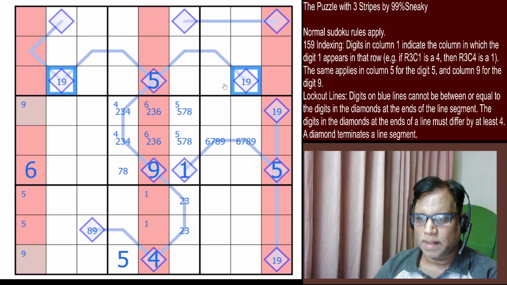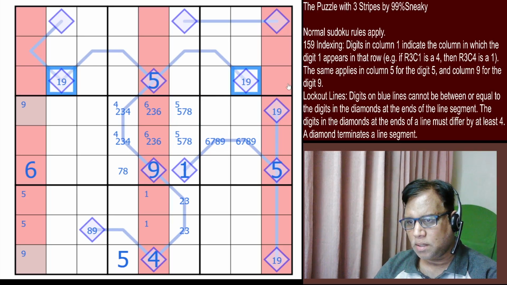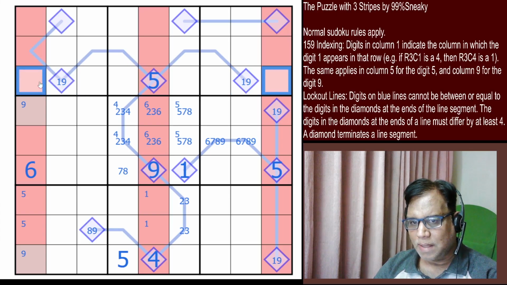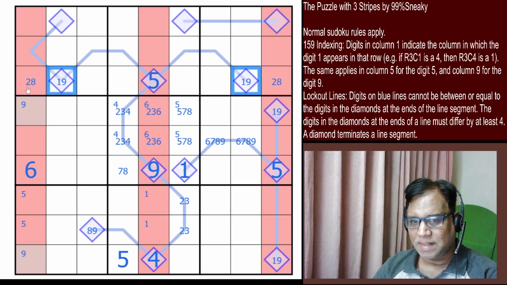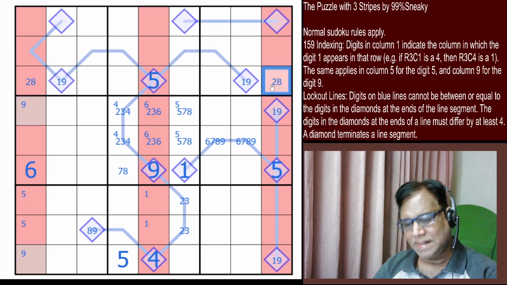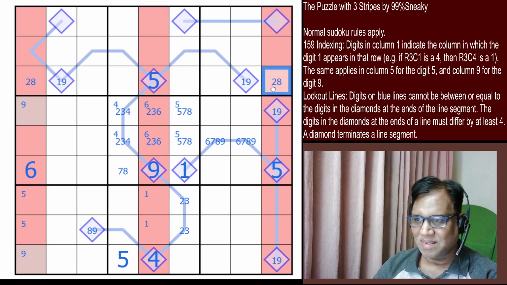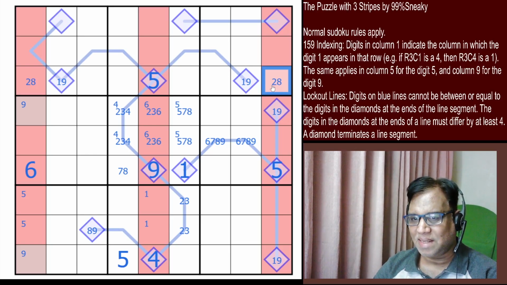And those are looking at each other. And if this is 2, 9, that has to be 2, 8, isn't it? Because 1 is here or here, which is indexing 2 and 8. So that has to be 2, 8. And again, 9 is here or here, which is indexing 2, 8. So that is 2, 8. So see, that's why these sneaky 99% sneaky puzzles are really beautiful.